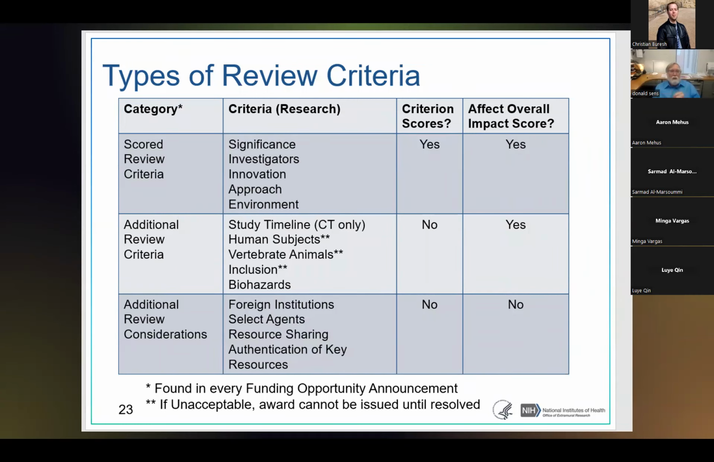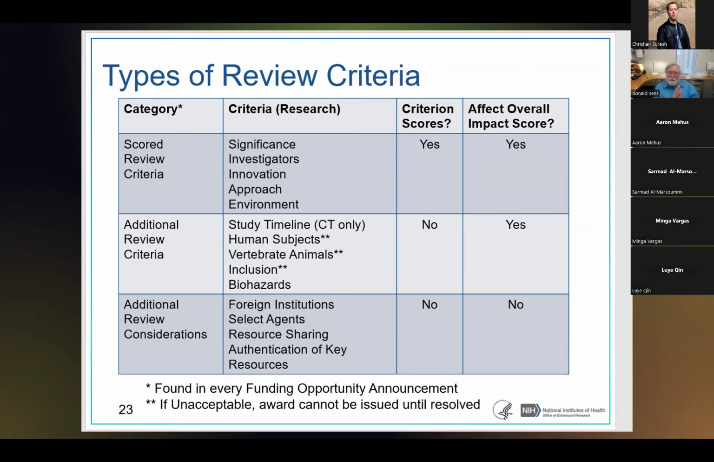So they're going to score your significance, your investigators, your innovation, your approach, your environment. And you'll get criterion scores on these, which I'll go over in a minute. And these are the ones that will affect your overall impact score. So at the end of the review, you'll get an impact score, which is going to be used to put you in a certain category with a possibility for funding. There's a couple other additional review criteria. Two of them are really important. Your human subjects, your vertebrate animals. If there's anything wrong with it, it can affect the score.